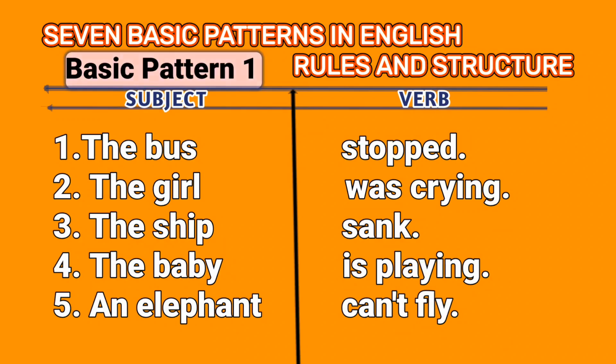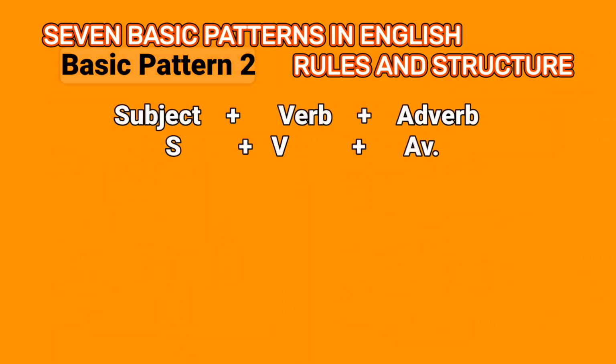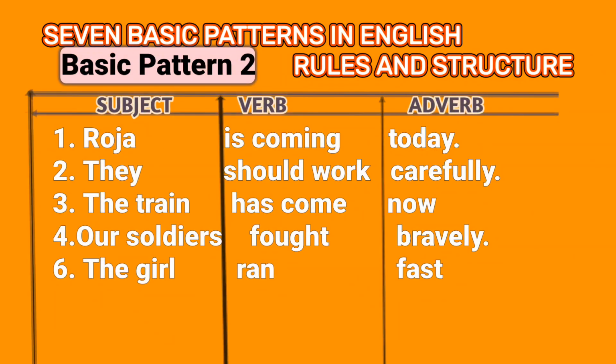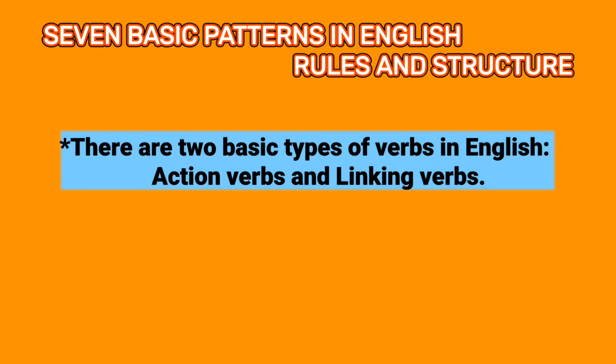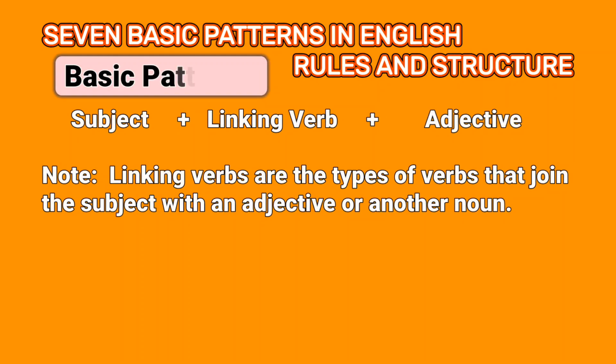Pattern 2. It contains a subject, verb, and adverb. Like Roja is a subject, is coming is verb, adverb is today. There are 2 basic types of verbs in English: action verb and linking verb.